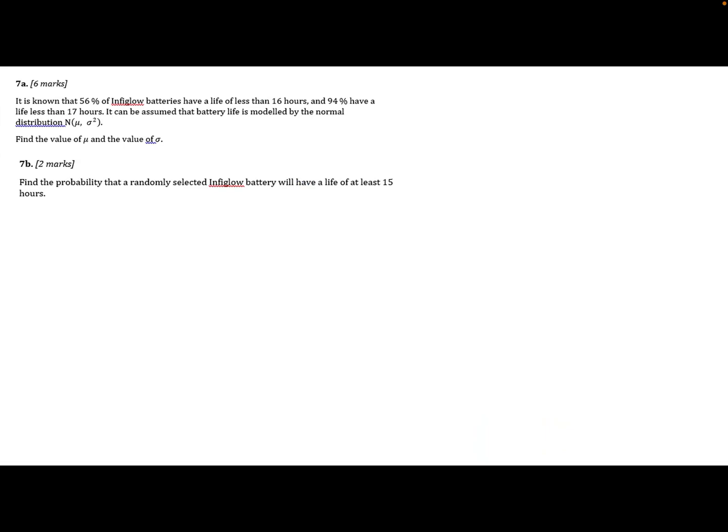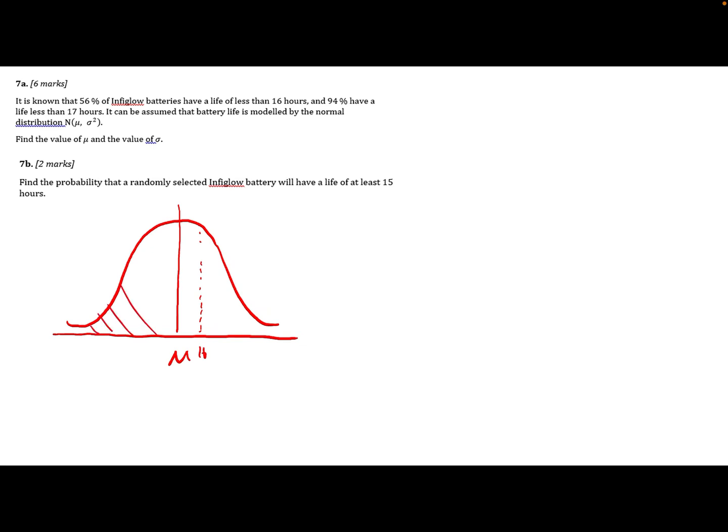It is known that 56% of Infoglow batteries have a life less than 16 hours. 94% have a life less than 17 hours. It can be assumed that the battery life is modelled by a normal distribution. So let's draw a normal distribution. We always have the mean in the middle, and 16 must be about here, because this area here has to be exactly 56%.